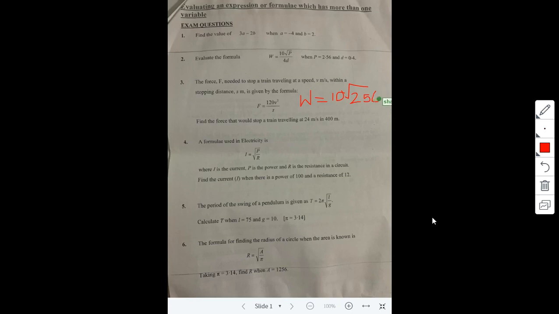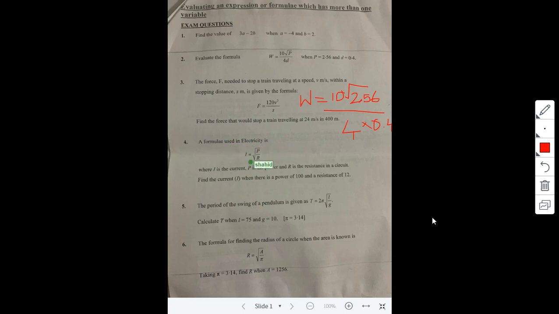2.56, right? Yes. Then divided by 4 times, when there's nothing you put a times, right? And then it's 0.4. Yes. Obviously I just take a calculator. Okay, so I understand this. All I'm doing is just replacing things. Yes, you just have to put the values.